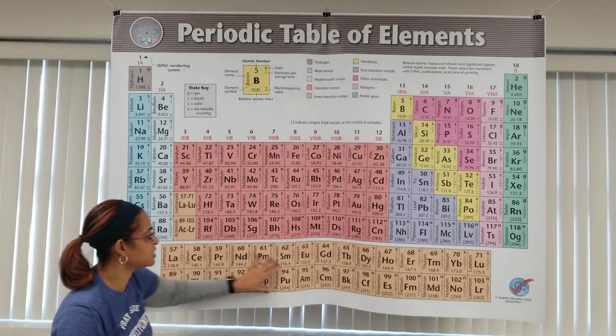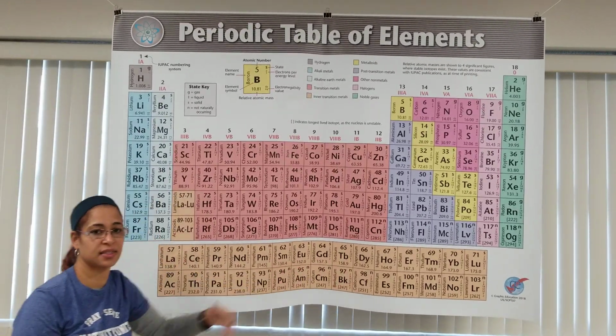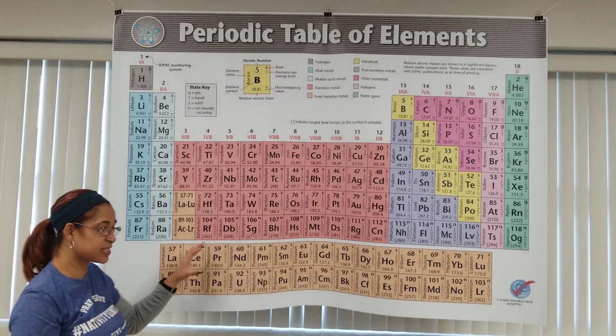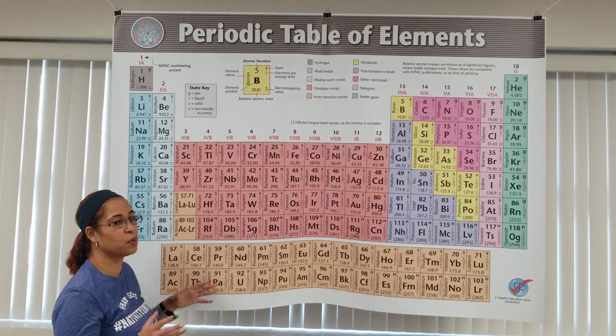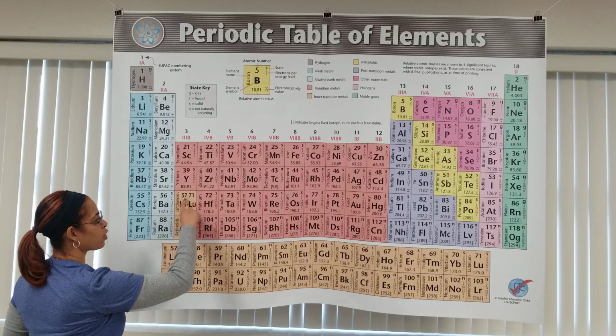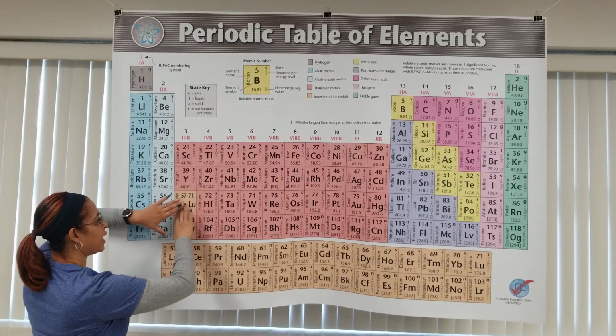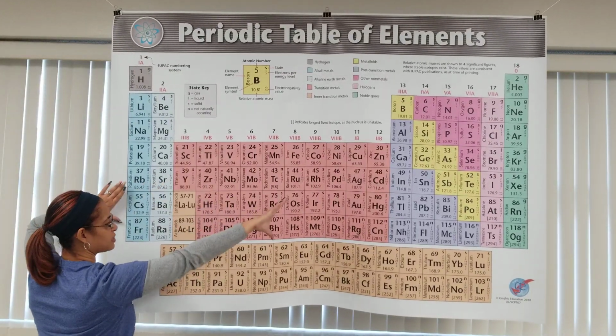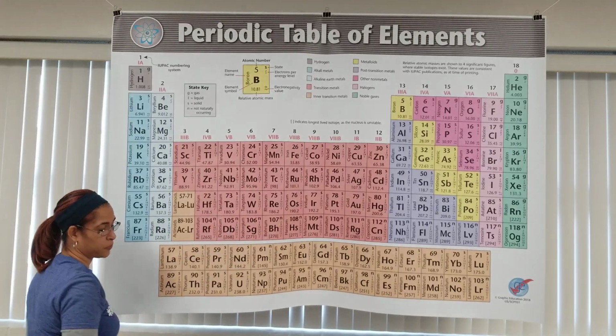Now these elements down here are part of the lanthanide and actinide series. They are separated from the table, but if you were to actually place them in their appropriate spot, they would start right about here and separate the table out and extend out.